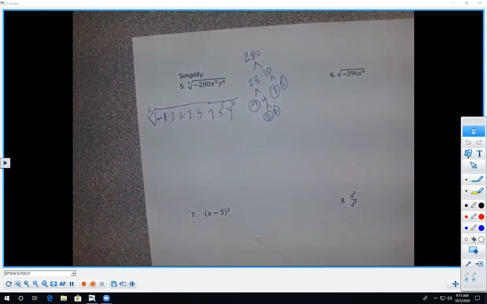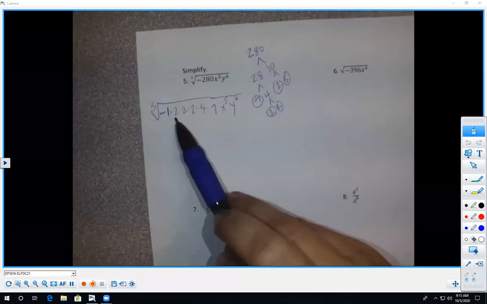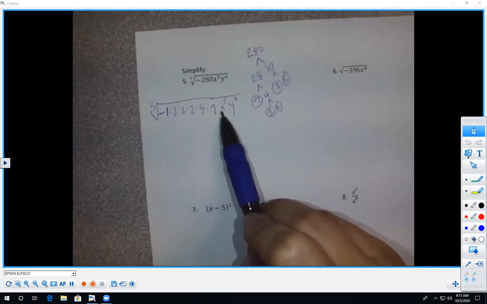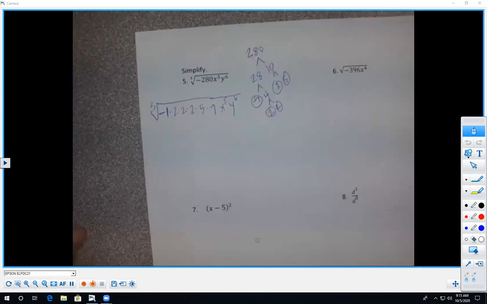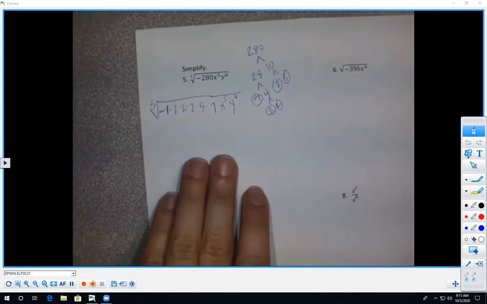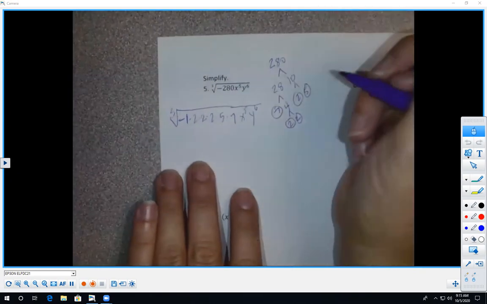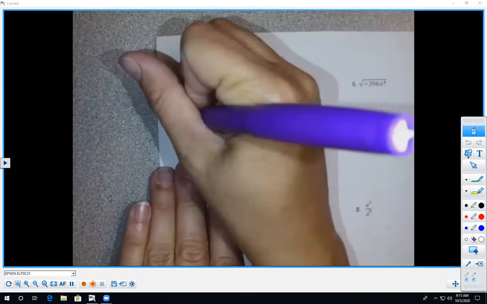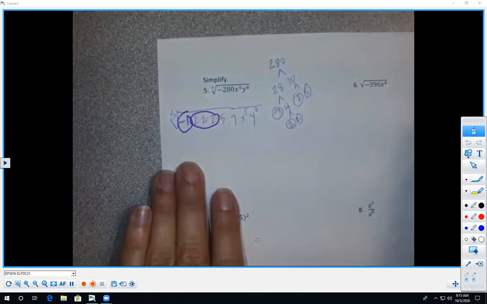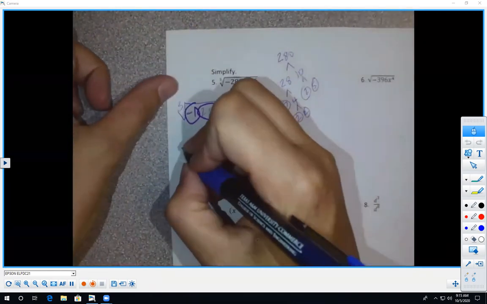Okay, when you break down that first one, number 5, you should have gotten -1, 2 times 2 times 2 times 5 times 7. And this is the cube root. So for cube root, I'm taking out groups of 3. So what groups of 3 do I have here? 3 2s that can come out. The -1 comes out as a negative. So it's going to be -2 on the outside.